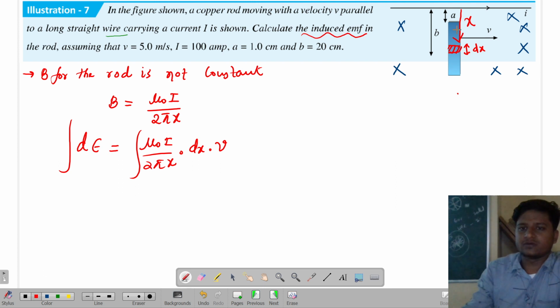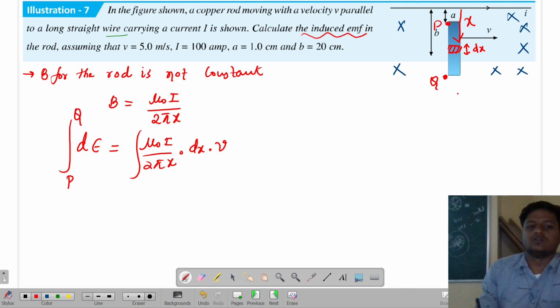So now look over here, try to understand. Let us consider this is point P, this is point Q. So if I integrate from P to Q, what will I get? I'll get my net potential difference, yes or no? Now, where is this P located? At distance A. Where is this Q located? At distance B, yes or no? So we will do the integration from A to B towards the right side, yes or no? Is this correct or not?